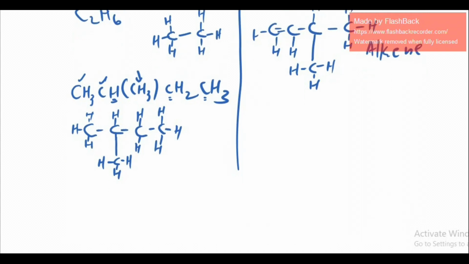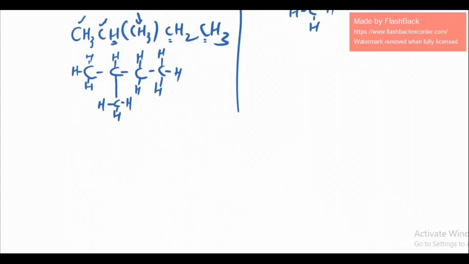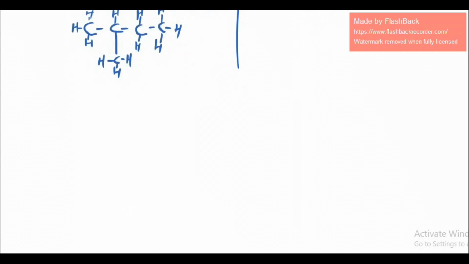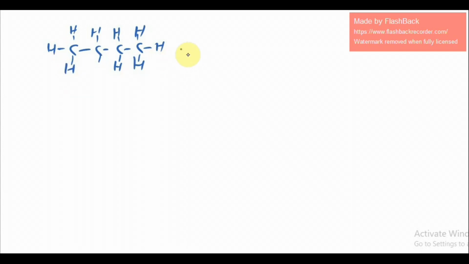Okay, then the molecular formula. Oh, let's go to the condensed structure first. When we say the structural formula is condensed, not all the bond lines will appear. Not all the bond lines will be represented. Let's look at this one. This one is a structural formula because I see all the bond lines. So you can convert this one to a condensed structural formula.